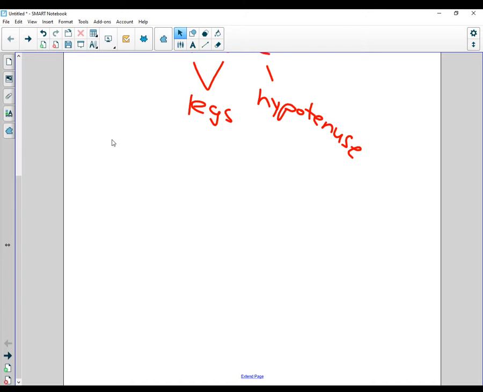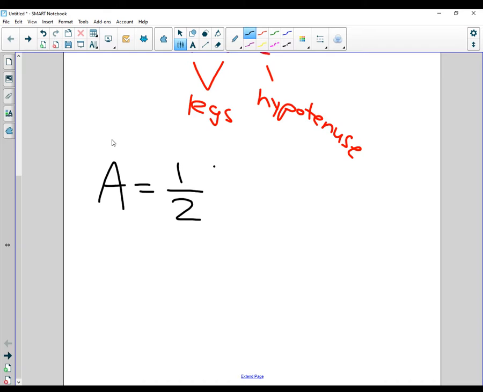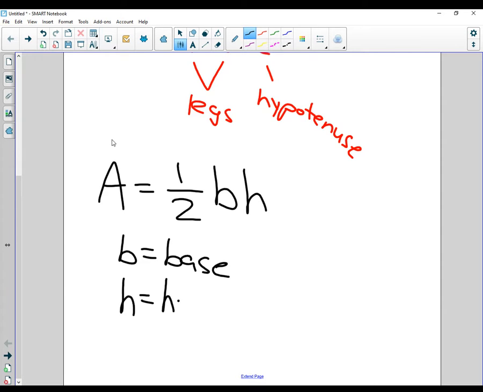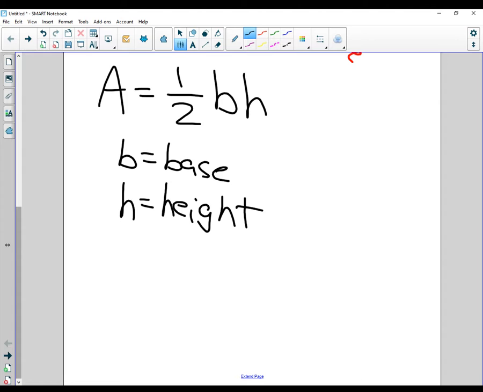So the area of a triangle is just 1/2 base times height. All right, we've seen that before. We've worked with that. If you don't know that, you might want to have it written down somewhere. Now, when I say height, there's a couple different things that I mean.